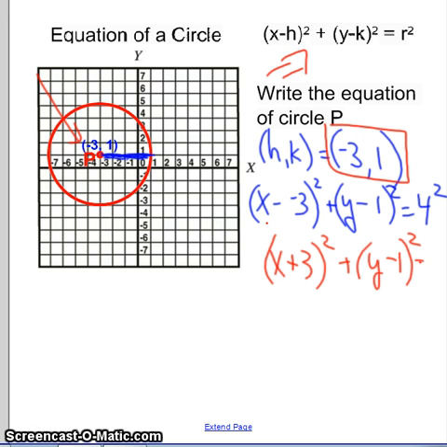Y minus 1 squared equals, and then the radius, we can just draw a radius for this circle and count how many units long it is. We take 1, 2, 3, 4 steps. So the radius is 4, and 4 squared is 16. So this is the equation of the circle.